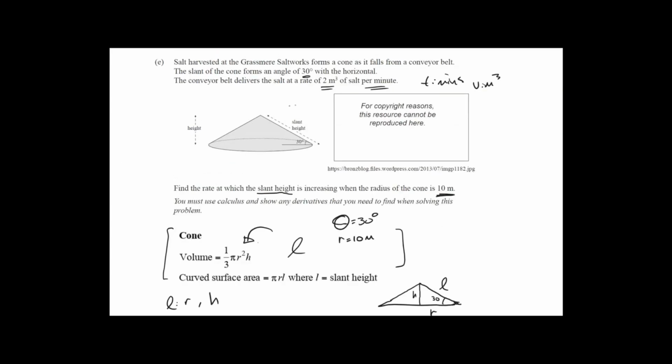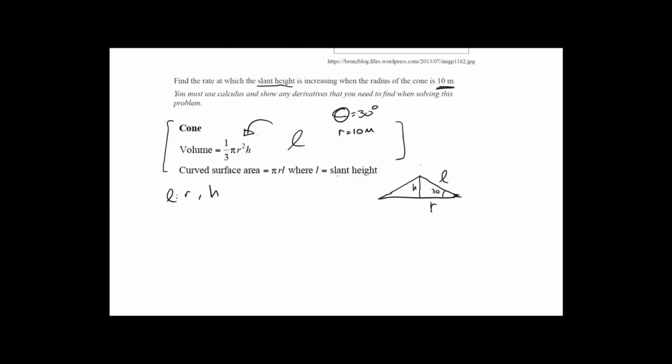Well, we've got the theta angle is 30 degrees. So they give it to you in degrees. So in the exam, you're going to need to be careful that you change your settings to degrees from radians. We're told that the radius is 10 meters when we're testing it. We're told also that the change in the volume with respect to time is 2 meters cubed per minute.